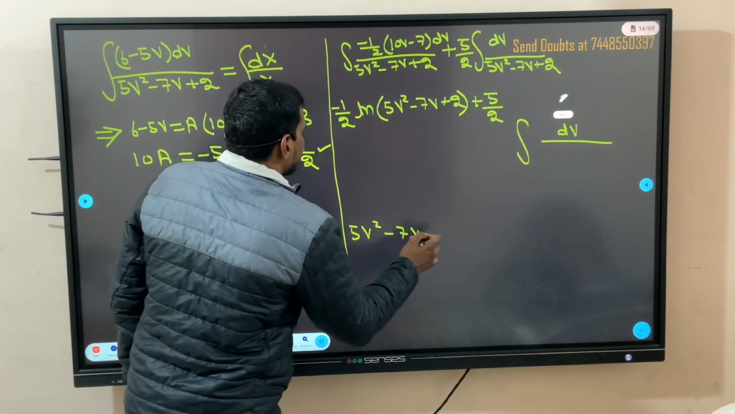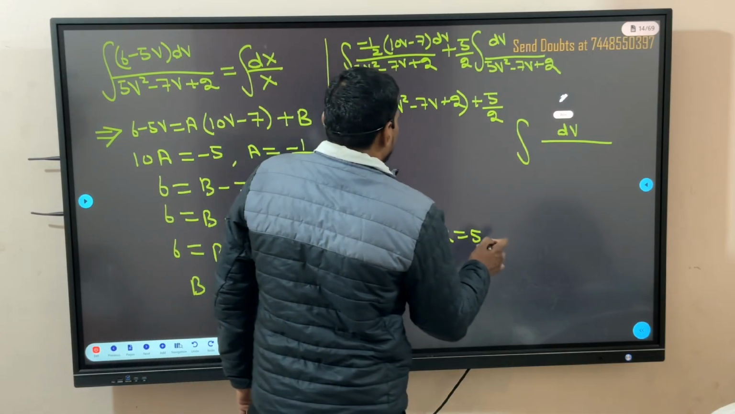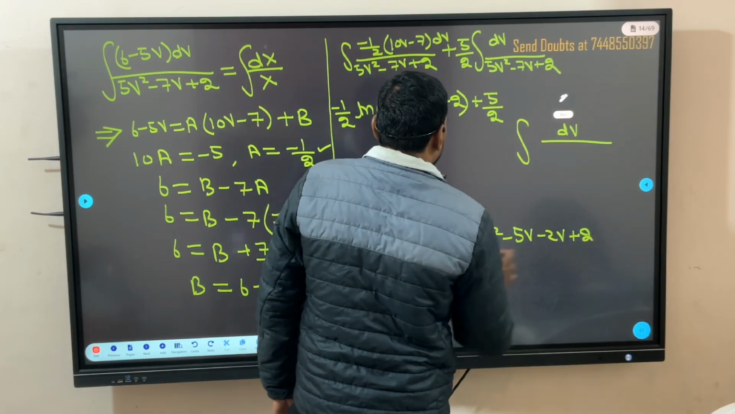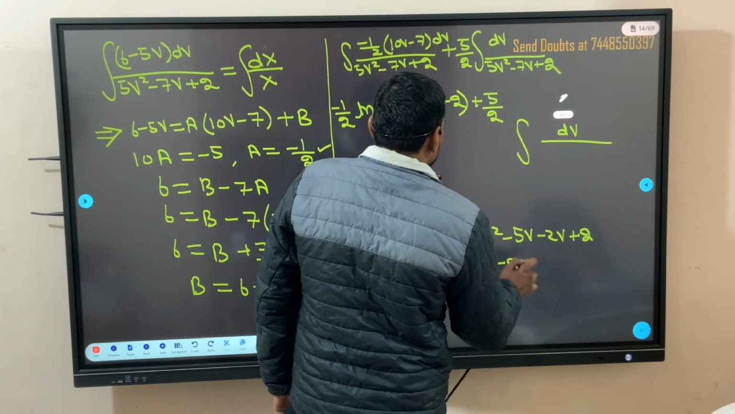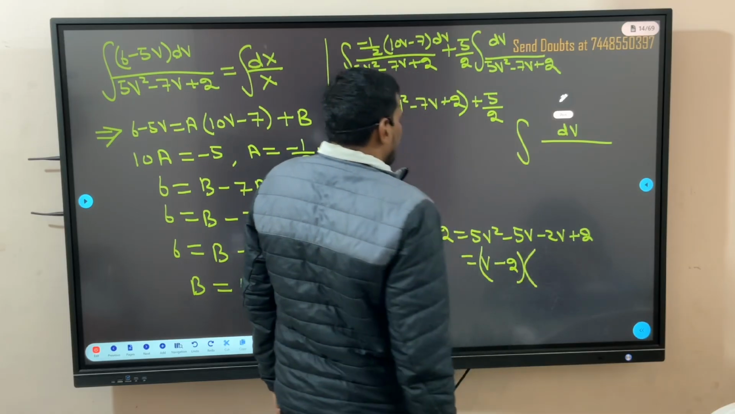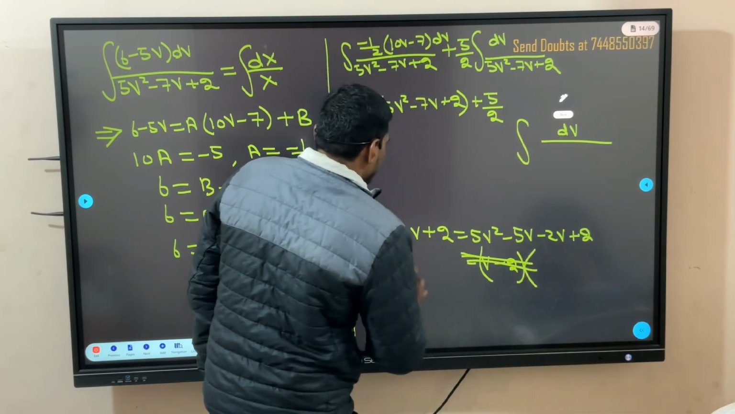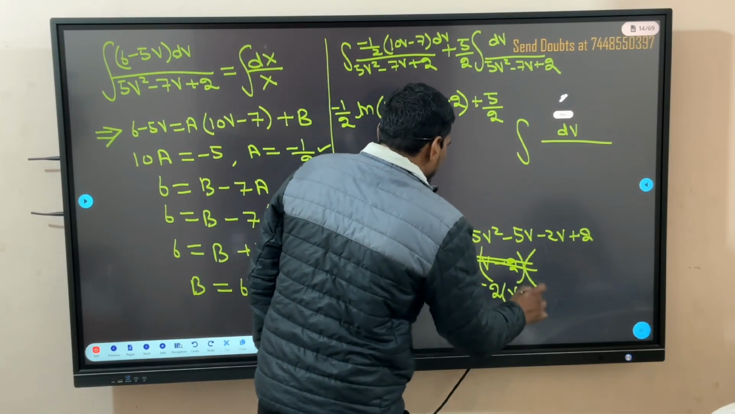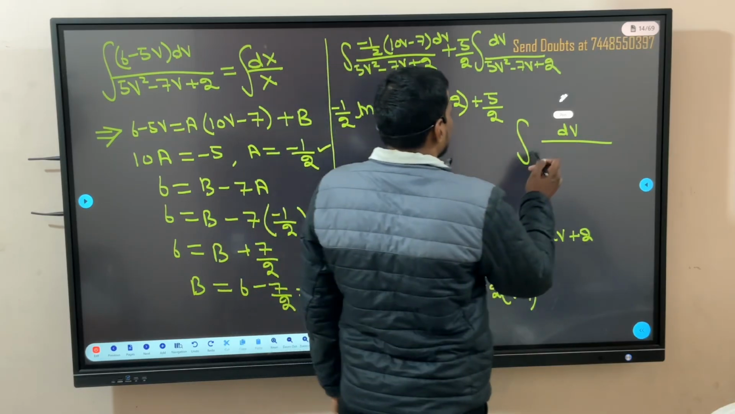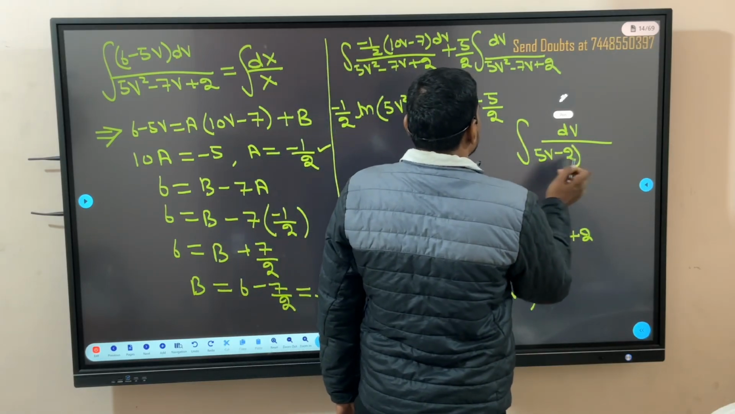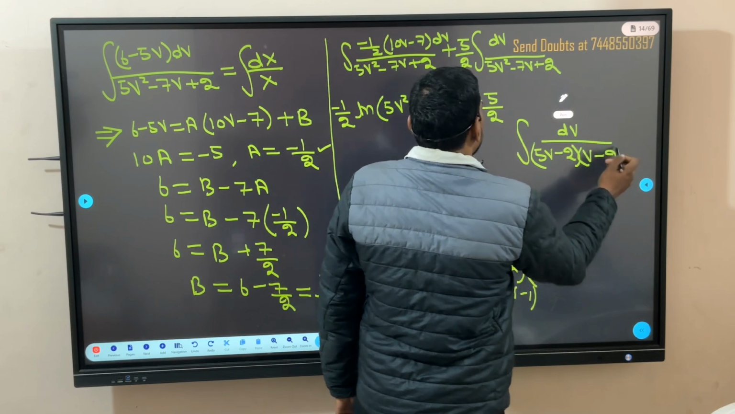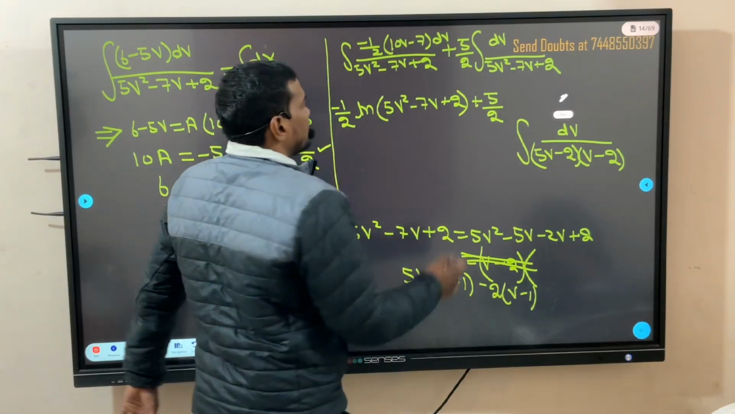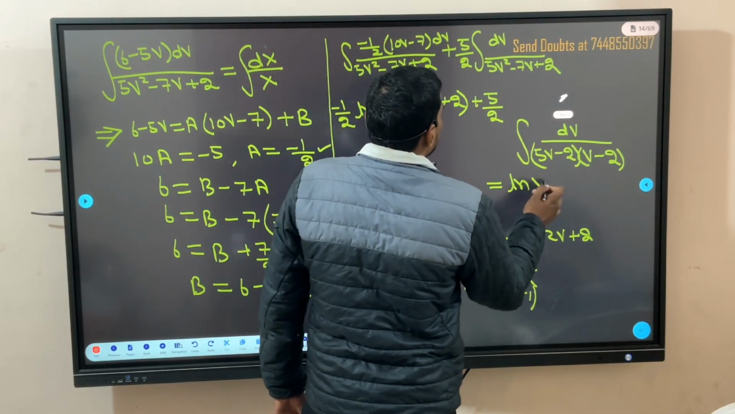5v square minus 7v plus 2. That is 5v square minus 5v minus 2v plus 2. So 5v common, v minus 1, minus 2, v minus 1. So 5v minus 2 and v minus 1. Now you know very well how to integrate by partial fraction. And that side we have ln x plus lambda.